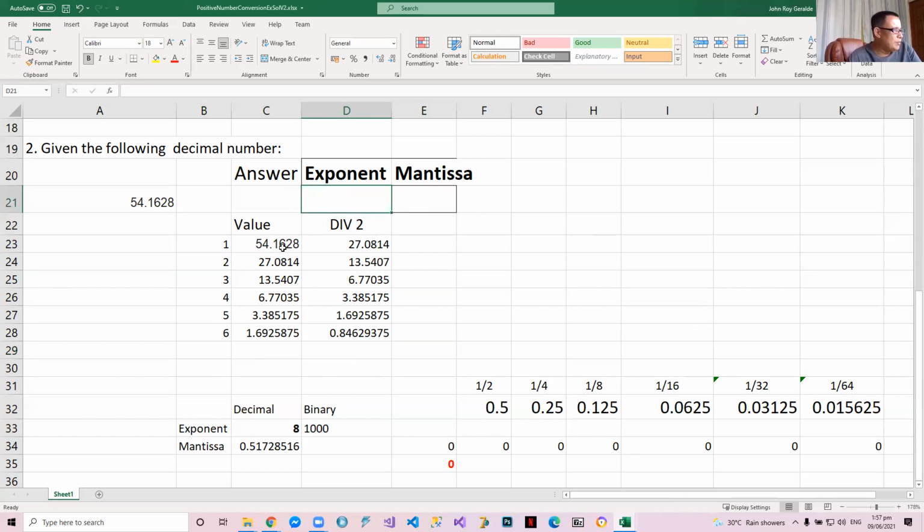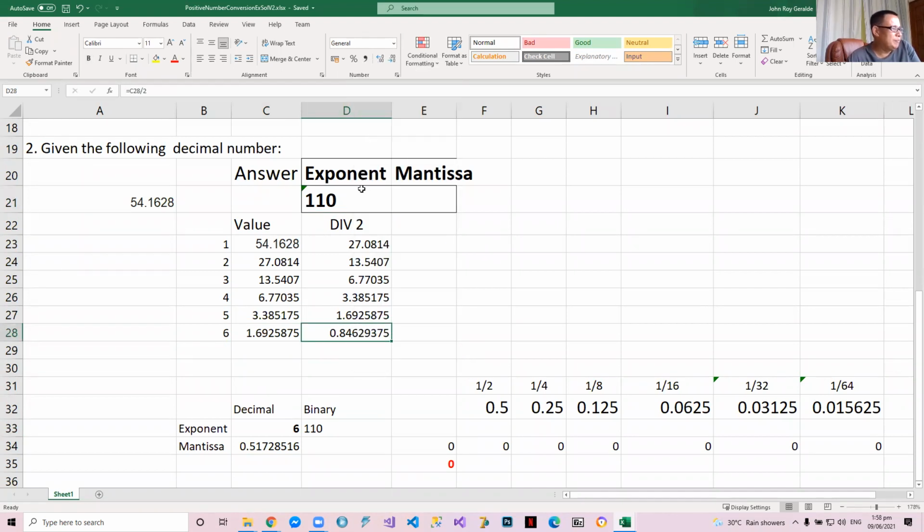Do you follow? So how many times did we compute? 1, 2, 3, 4, 5, 6. So our exponent is 6. Now it's 1, 1, 0. Okay? You just copy this. 1, 1, 0. Do you follow? It's the number 6, 4 plus 2. Okay? And then what we have is 0.84.